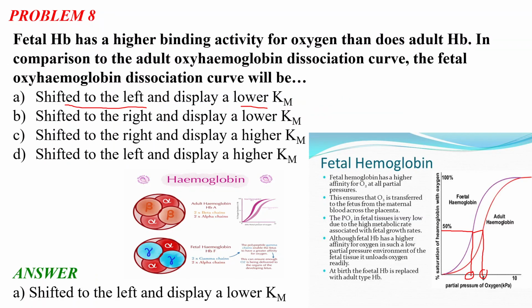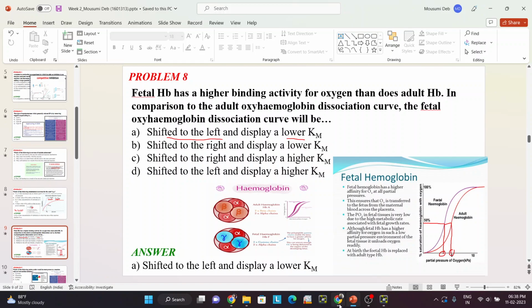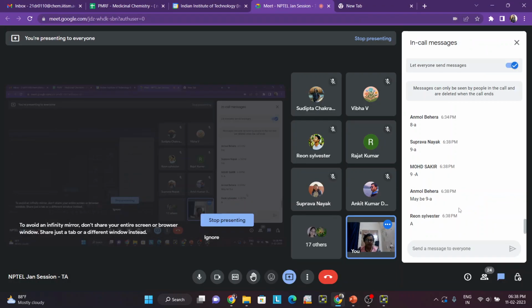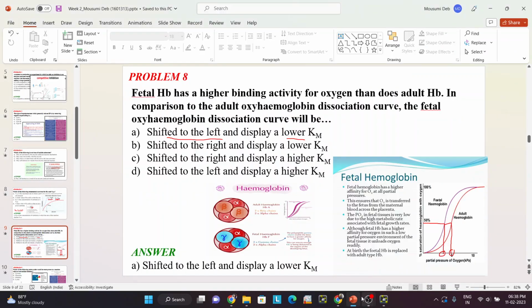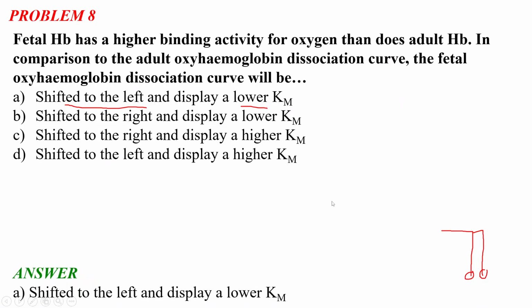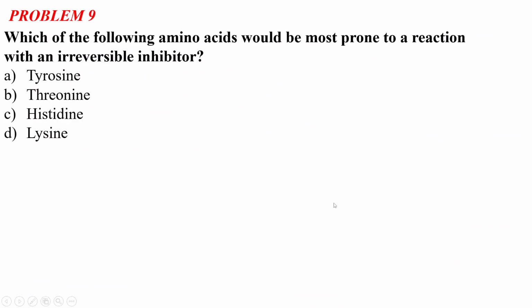So do we have any answers for this question? Okay, somebody is saying A. For number 9, most of the answers are A, tyrosine. Okay, let's check it. Let's see which of the following amino acids will be most prone to the reaction with an irreversible inhibitor. Okay, so your correct answer is number D, which is lysine.